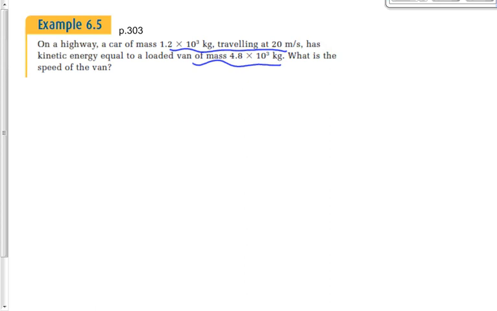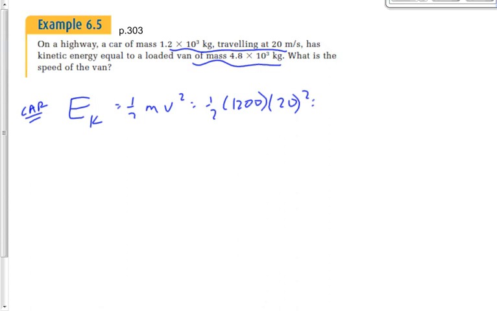If you're one of the half of the class that put up your hand saying, I'm not sure exactly where to go with this, then just do something with the kinetic energy of the car. I'll call it EK, but I'm going to label it car, the kinetic energy of the car. It's 1/2 mv squared. It's 1/2 of 1200 times 20 squared. 20 squared is 400 times 600 is 40,000 joules, I believe. That's not a final answer, so I'm not going to round it to the right number of digits.